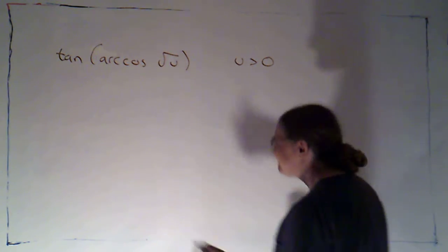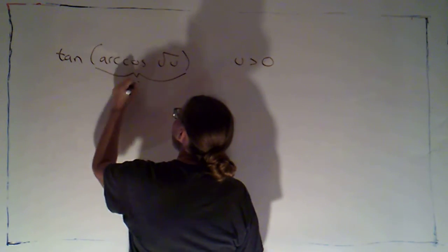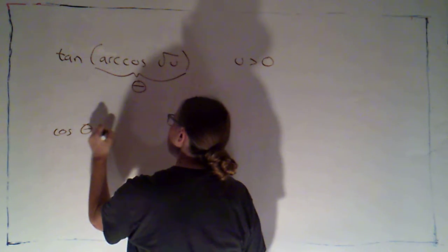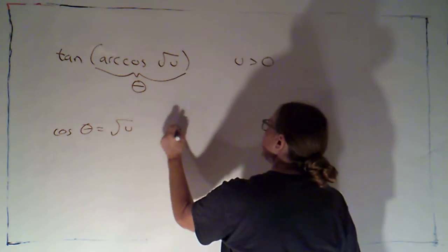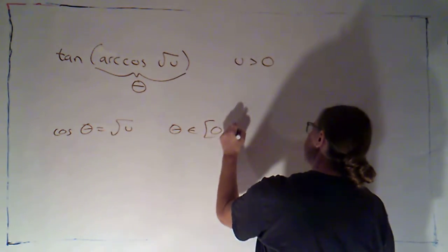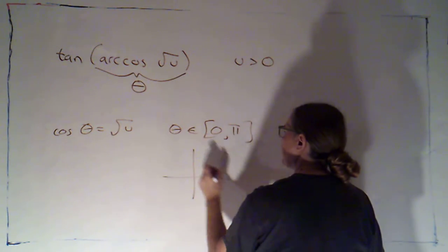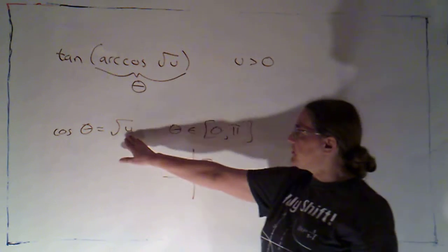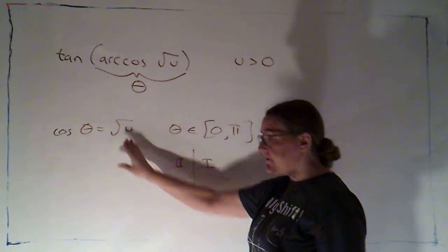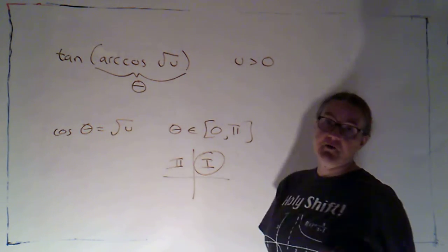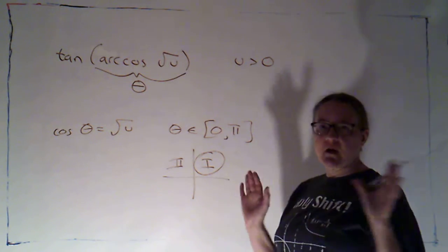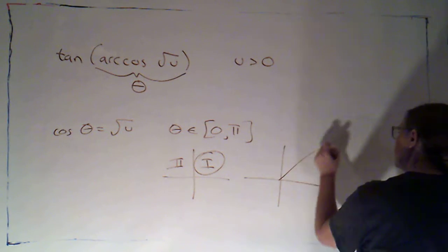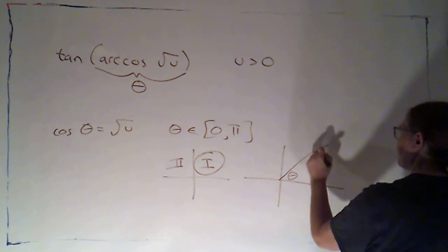Welcome back. So I'm going to call this thing theta. And then what I know is that cosine of theta is root u, and theta is in the interval from 0 to pi. Now that corresponds to either quadrant 1 or quadrant 2, but because root u is positive, I'm in quadrant 1. And that's nice. That means I'm not worrying about a reference angle. I know that theta is just an acute angle in quadrant 1.